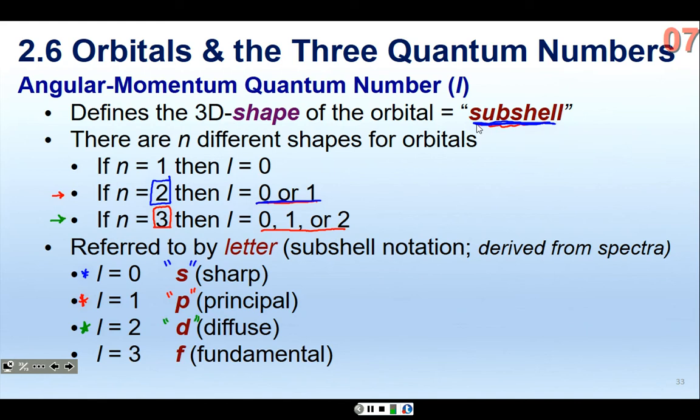Notice they all have names: sharp, principal, and diffuse. These are derived from spectral information. Remember how atomic line spectra were observed for various elements, which began to give clues to the electronic nature of elements. Sharp, principal, and diffuse lines were observed in these spectra. You do not have to make sense of which one gets its name why, but you can imagine where a line might be sharp or diffuse. When you get to the last of these choices, L equals 3, the subshell is the f subshell, described as fundamental, which means nothing to us at this point. It's just an interpretation of the letters associated with each of these subshells.